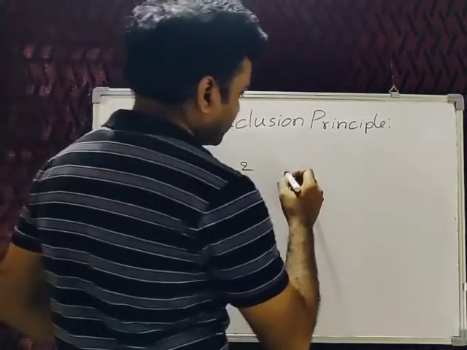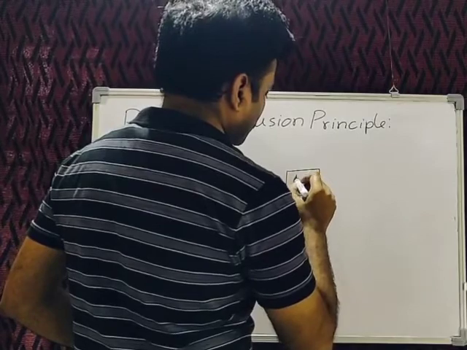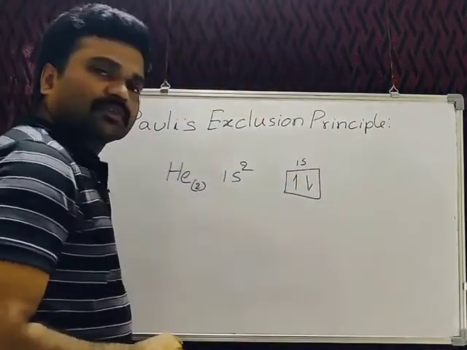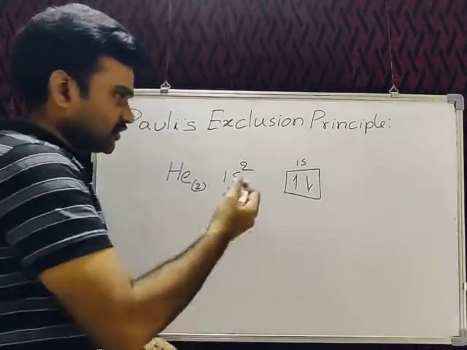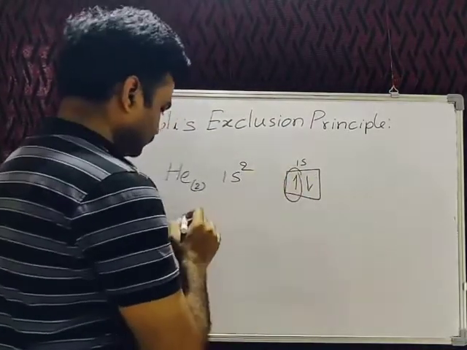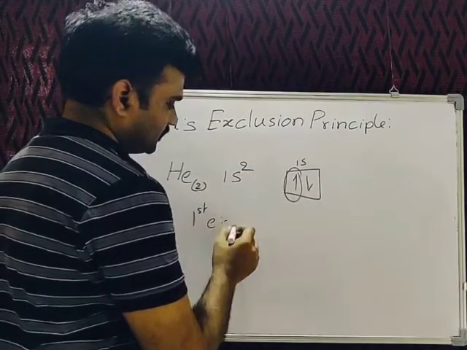If you see it diagrammatically, there are two electrons in its 1s subshell. If we write the quantum numbers for these two electrons, let us try to compare them. First let us write for this electron. Let us call this the first electron.